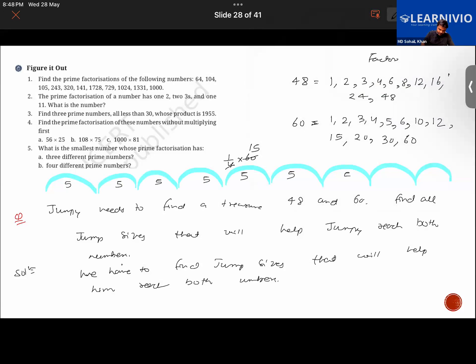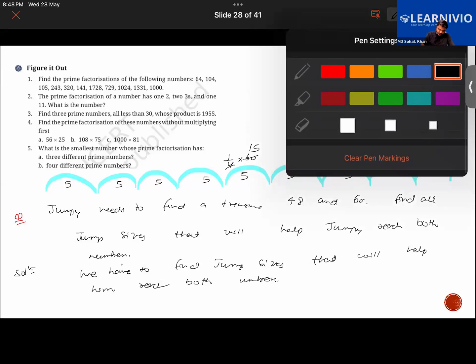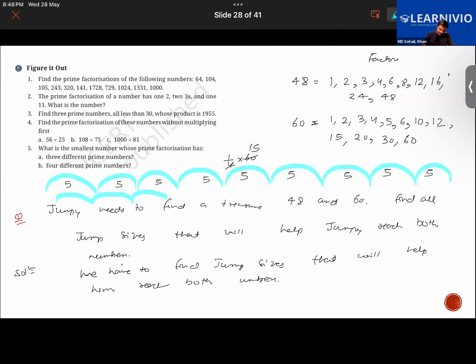So you see here, after 1, 2, 3, 4, 5, 6, 7, 8, 9, and a few more jumps, 10, 11, and 12. If he jumps 5, 12 times, then he will reach 60, right? But is he able to reach the tracer 48 taking jumps of 5? After 9 jumps, 9 fives are 45. Where does 48 come?